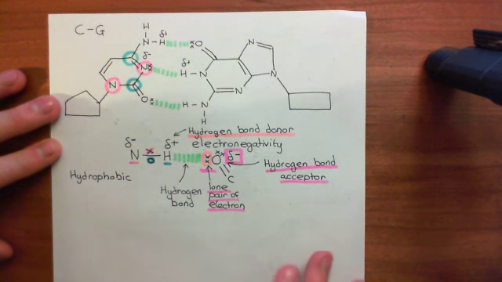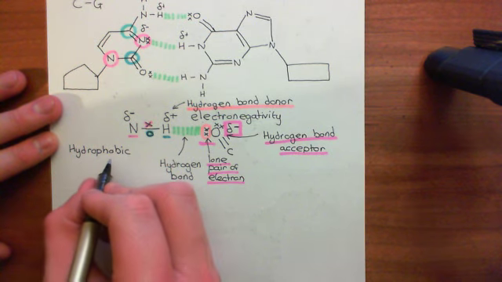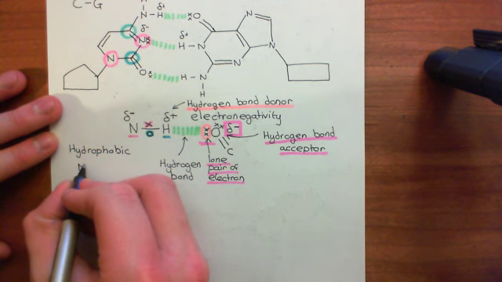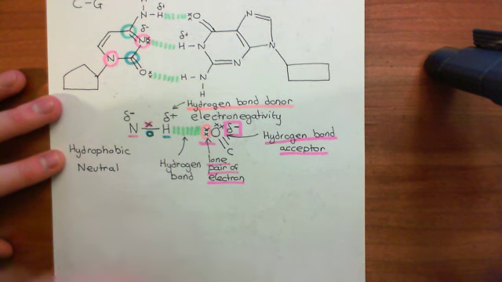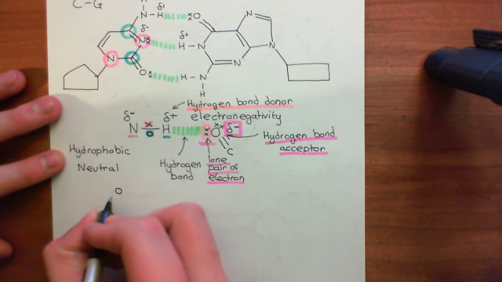Okay, so what's a hydrophobic group? Well, a hydrophobic group is a group that tends to avoid water, okay? And the reason it avoids water is that it has an incredibly neutral structure. Now, why does this mean that it's not going to interact well with water? Well, because water is so polar.